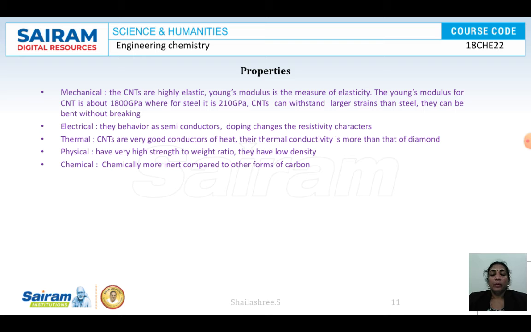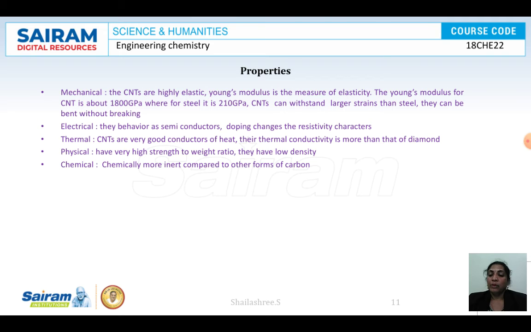Coming to the properties of CNTs, they have mechanical properties: they are highly elastic in nature. The Young's modulus for CNT is about 1800 GPa, whereas for steel it is 210 GPa. You can just assume it is many times stronger than steel. Steel cannot be bent easily, right? But CNT can be bent without breaking.